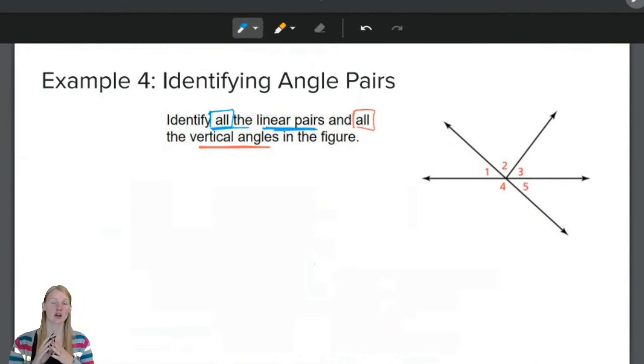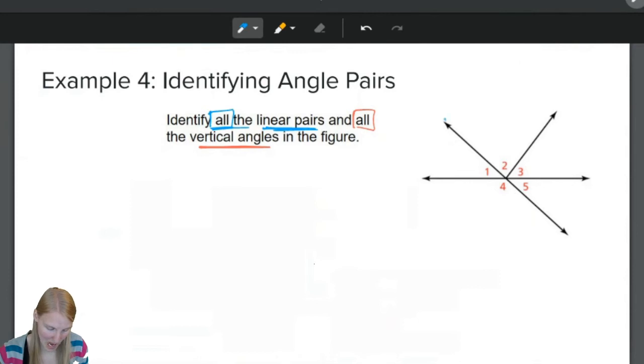Remember, linear pairs are two angles that together form a line. Two adjacent angles, so they have to be right next to each other. So, this is a line I see. But, wait a minute. We have 1, 2, 3 angles here. And linear pairs, a pair of objects is two objects. So 1, 2, and 3 will not work as linear pairs. Can only have two angles in a linear pair. So that's not going to work.